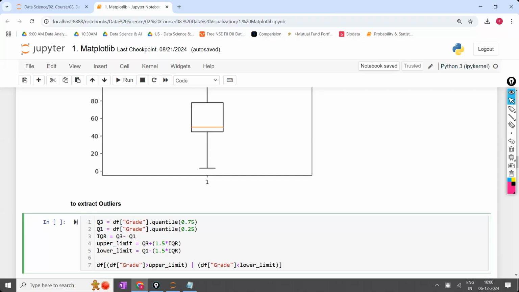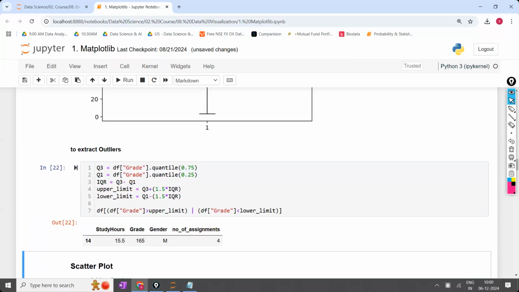Okay, so if you want to extract which are the outliers, how to select the outlier records, what is the Q1 value, what is the Q2 value, you have to do all these things in pandas, in the data exploration stage, right?